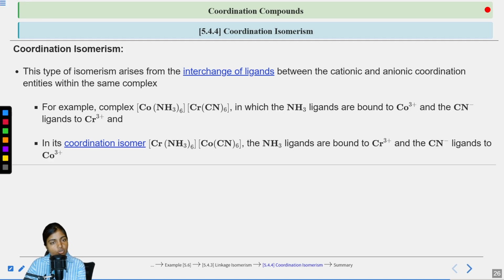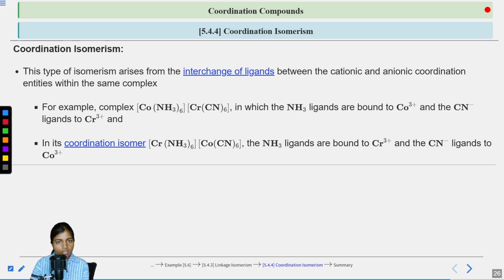Now how can it show coordination isomerism? We can write its isomer in this form, where chromium is bonding with the ammonia and cobalt is bonding with the cyanide. So here the ammonia ligands are bound to chromium 3 positive, and the cyanide ligands are bound to cobalt 3 positive. So this is the interchanging of ligands.